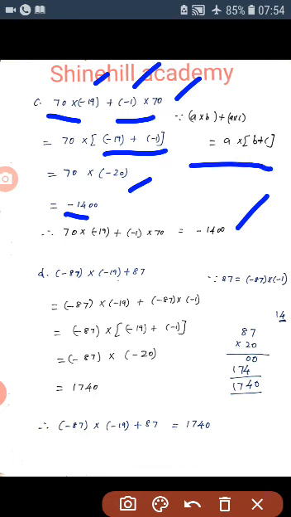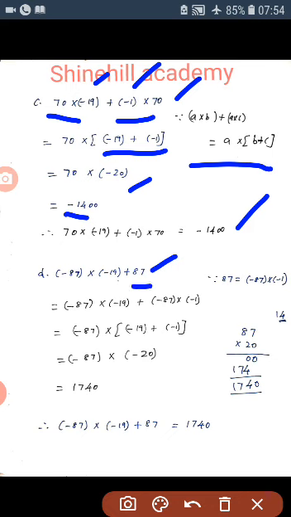Use the property, use the property. Okay, so another one, D: minus 87 into minus 19 plus 87. Okay, this is only one product with one addition of the number.